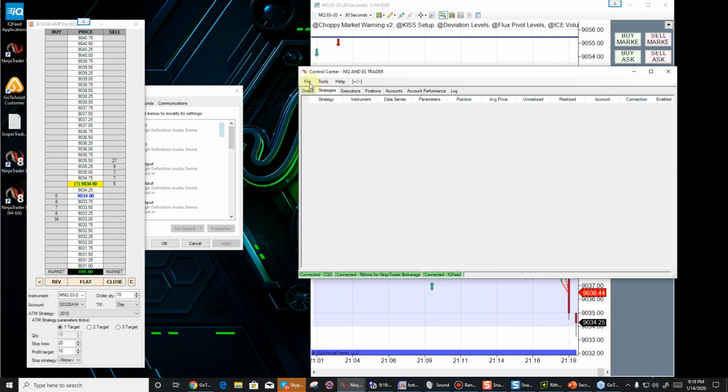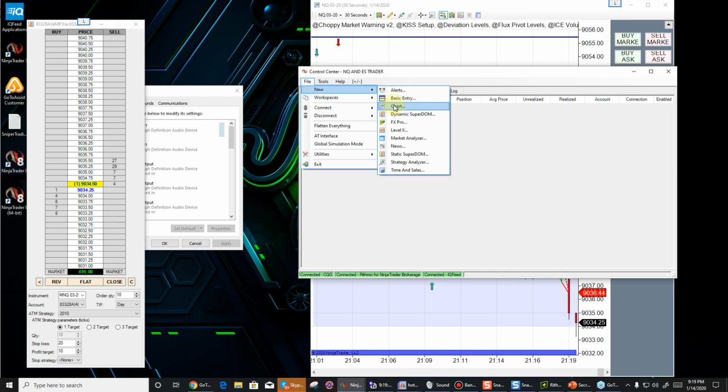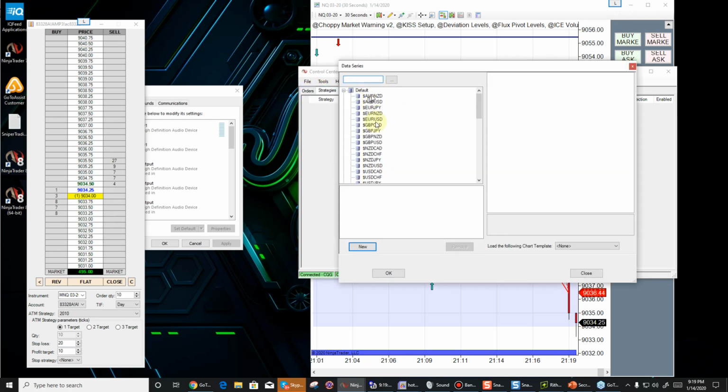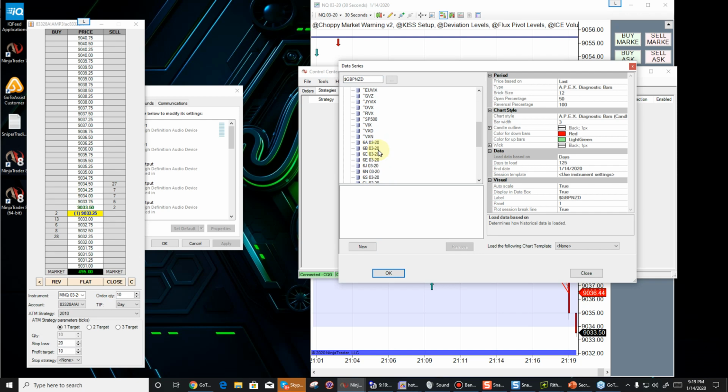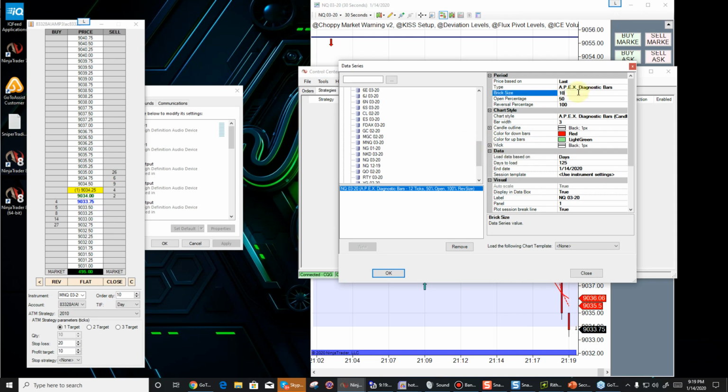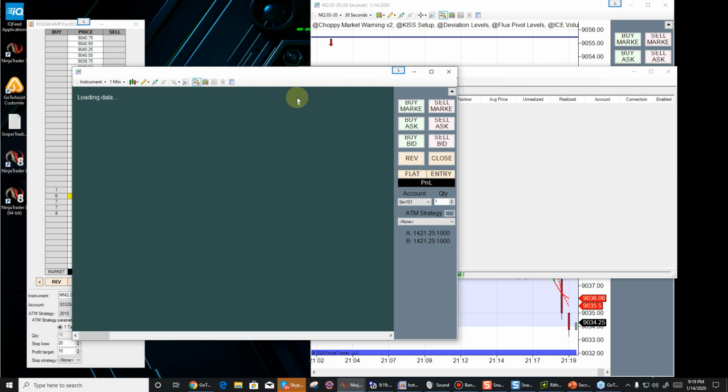So now that we've done that part, let's go through and make a really basic chart. I'm going to go down here to NQ, and I'm going to choose diagnostic bars. We're going to talk about the bars. I'm going to load 10 days. I'm not even going to put a template on it.